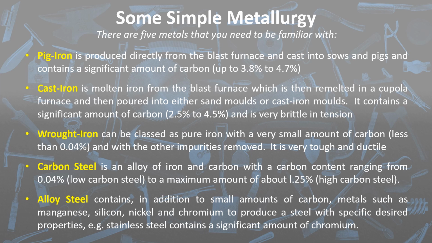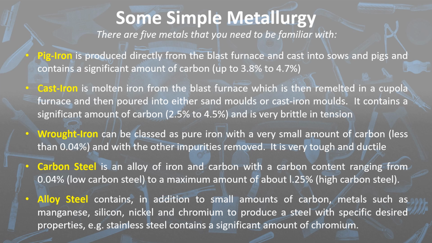Cast iron is molten iron from the blast furnace, which is then remelted in a cupola furnace and then poured into either sand moulds or cast iron moulds. It contains a significant amount of carbon and is very brittle in tension. The amount of carbon is between 2.5 to 4.5%. Wrought iron can be classed as pure iron with a very small amount of carbon, less than 0.04%, and with the other impurities removed. It is very tough and ductile.